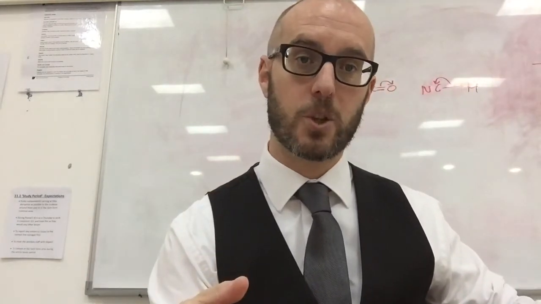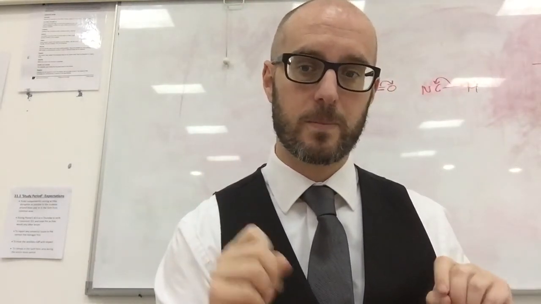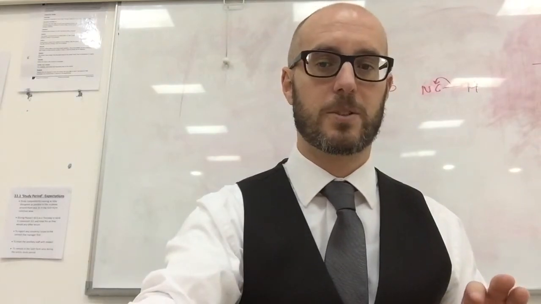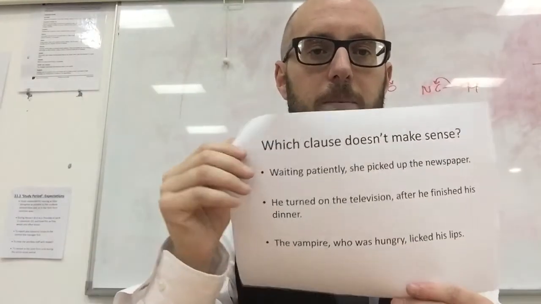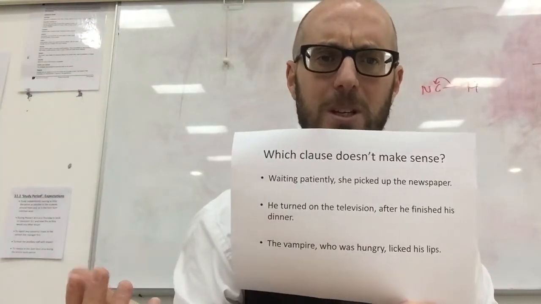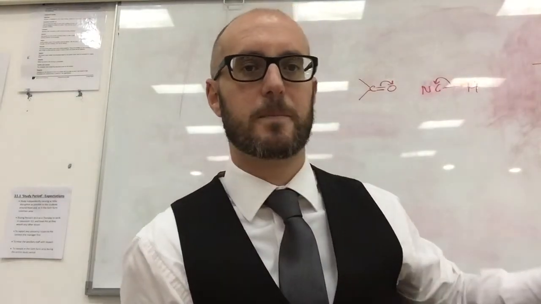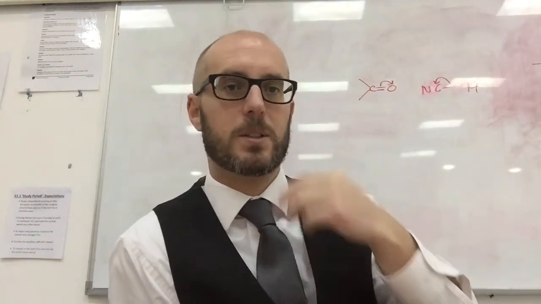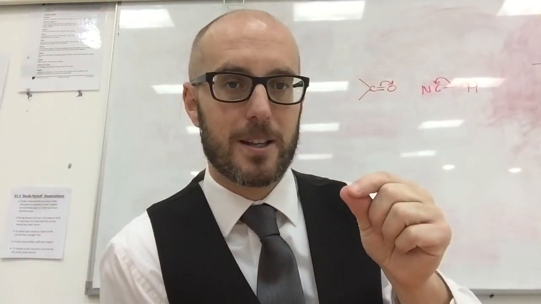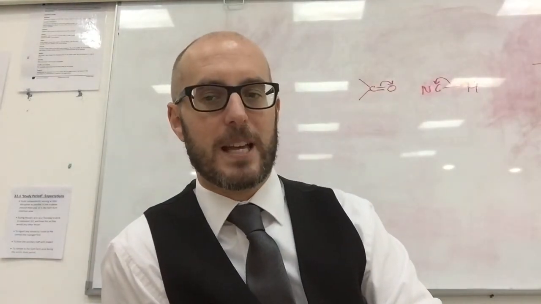Remember, a main clause makes sense on its own. A subordinate clause does not. Here's a couple of examples. Okay. Waiting patiently, she picked up the newspaper. Obviously, waiting patiently doesn't make sense on its own. That's a subordinate clause. So it's joined together by the comma to the main clause. Okay? And you can read the other two for yourselves. I'll just hold them up here for a second so you can get a good look. All right? Excellent. Okay. Main clause, subordinate clause, comma. Then you've got your complex sentence.